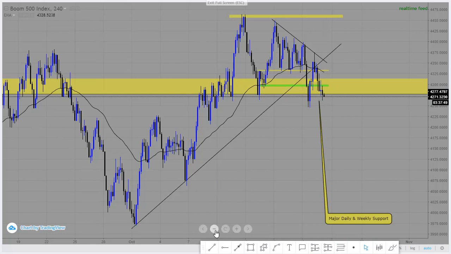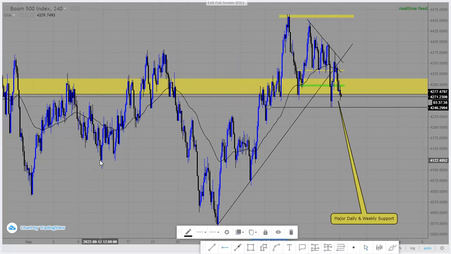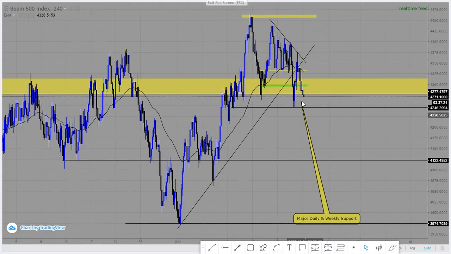So right now, our bias for the Boom is sort of shifting, because once we manage to break this low here, we're definitely going to take selling positions for Boom 500. We're going to take sell positions after that break, because remember, if we're going down, it has to make lower highs and lower lows. If it fails to break that support, it means the market would still be playing around. So it has to come and break.